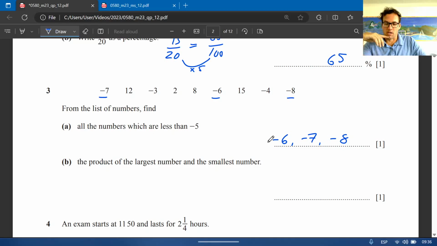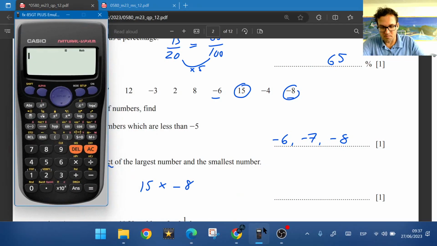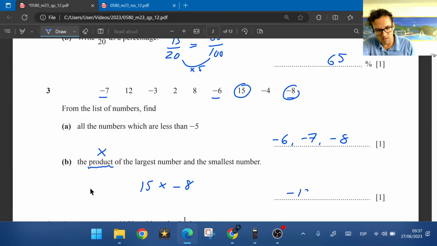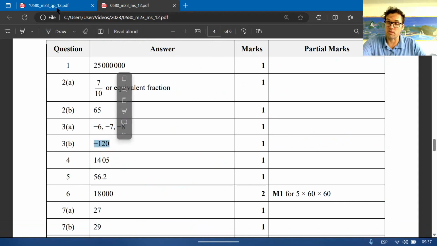The product of the largest number and the smallest number. Now remember, product means multiply. So the largest number there, of course, would be 15. Smallest number is going to be negative, and the lowest down is minus 8. So don't waste your time here. 15 times negative 8. There we go, minus 120. It's 1 mark only, so just minus 120 will do the trick.